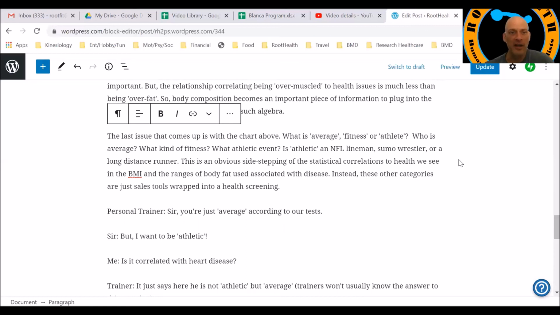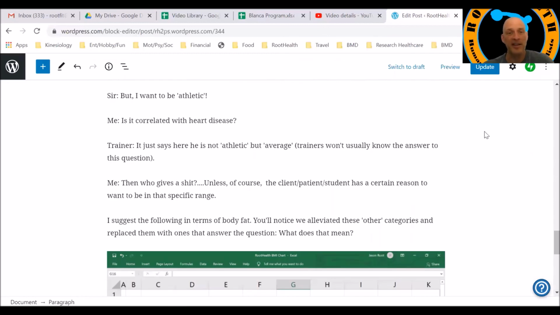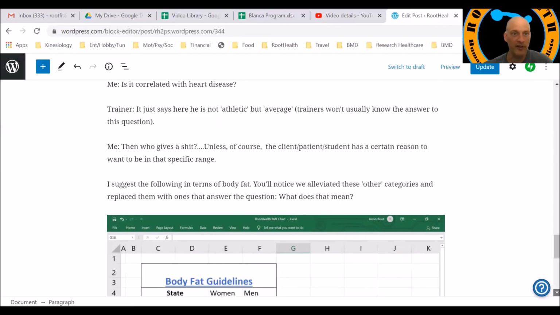You have a personal trainer who says, sir, you're just average according to our test. And then the person says, but I want to be athletic. And then somebody from the outside, a professional from the outside, like me, would say, is what you're talking about correlated with heart disease? Then the trainer says, it just says here he's not athletic, but average. So a lot of times, the people doing these things haven't taken those sort of correlations into account. I know this because I was in those positions for a very long time.